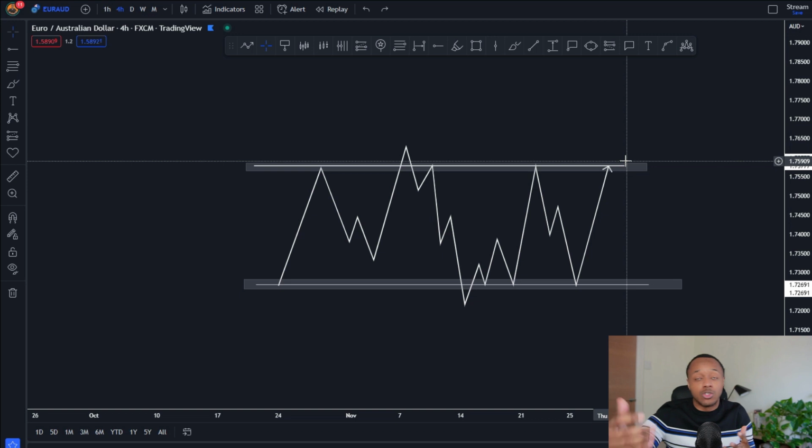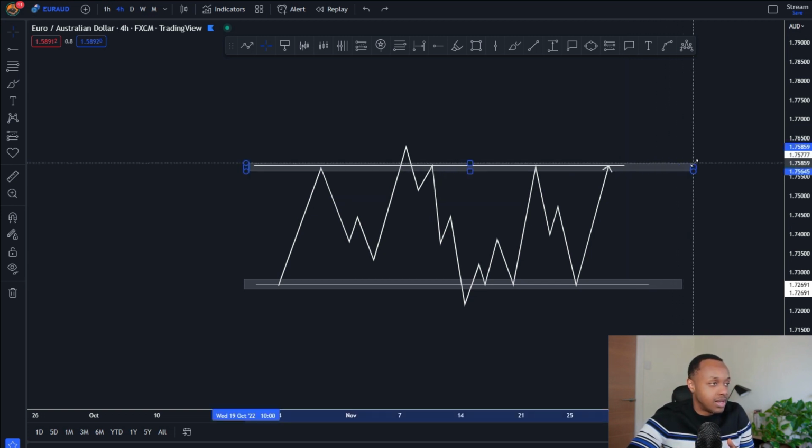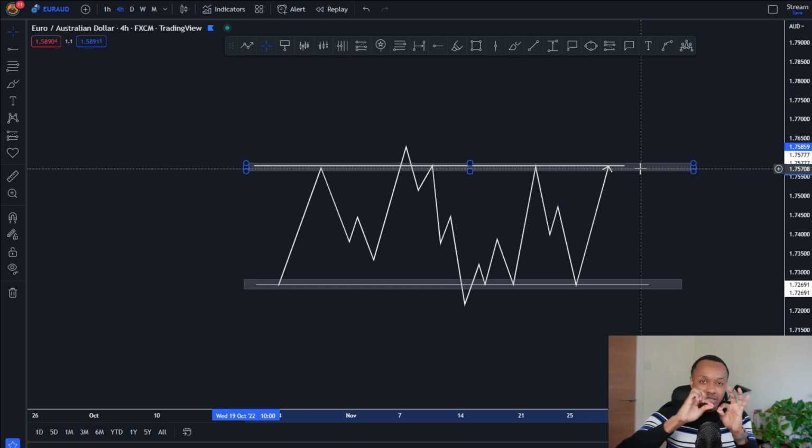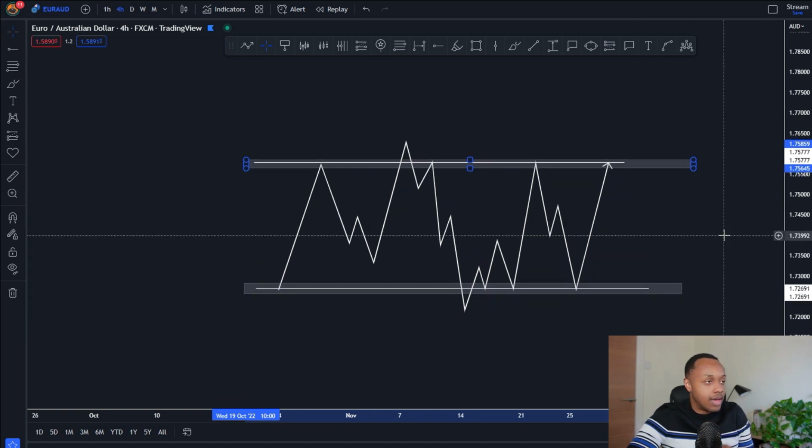So when you come onto your charts and you see a choppy market, the first thing you want to do is map out the extremes, the high of the range and the low of the range, like I've done here. You want to do that using a rectangle tool, use a zone, because it's not always a specific line. Normally it's a zone. And the second thing you want to do is wait for fake outs.